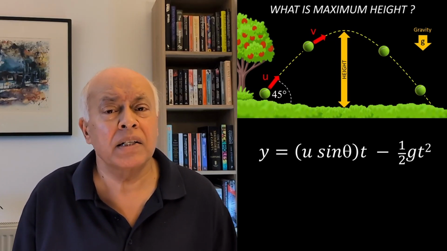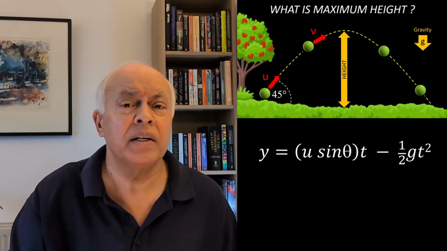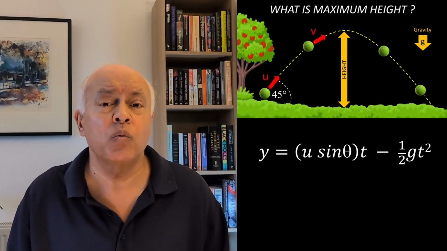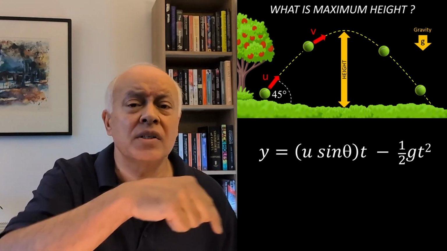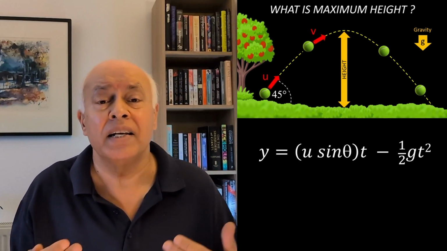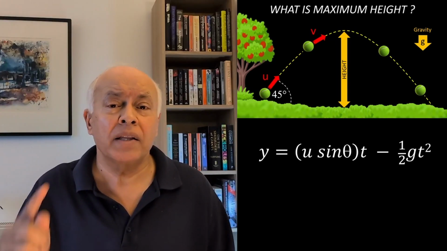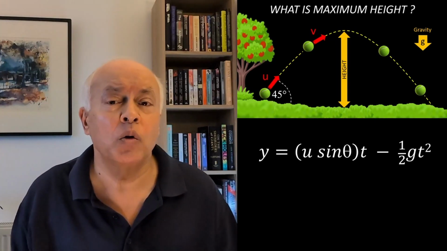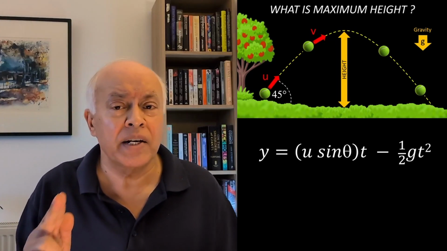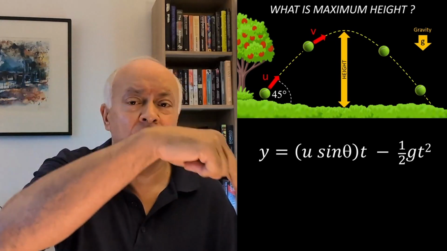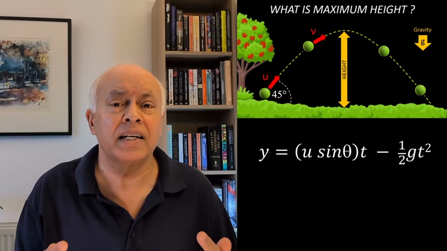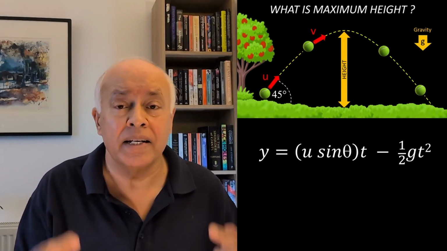Now, when the object is traveling upwards, it is going in a positive direction. We said that at the start. And when the object is falling downwards, then we know it has changed direction and it is moving in the negative direction. So at the top of the motion, the object must come to an instantaneous stop when its direction changes from positive to negative.